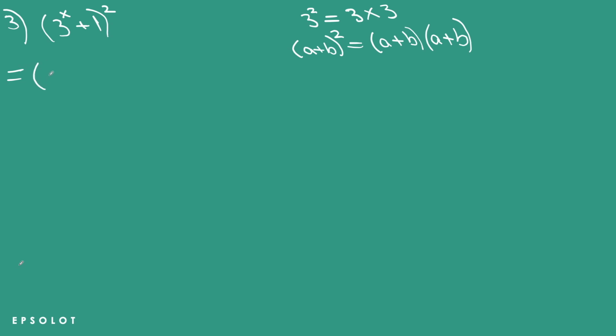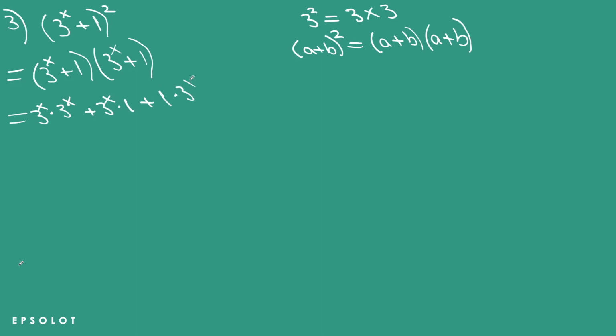So coming down to this expression, we say (3^x plus 1) multiplied by (3^x plus 1). And that, my friends, is (3^x plus 1) squared. Then you do 3^x multiplied by 3^x, plus 3^x multiplied by 1, plus 1 multiplied by 3^x, plus 1 multiplied by 1. Then what do you get? Then you get 3 to the power of 2x. Why? Because the base is the same, so we can add the exponents, plus 3^x plus 3^x plus 1.